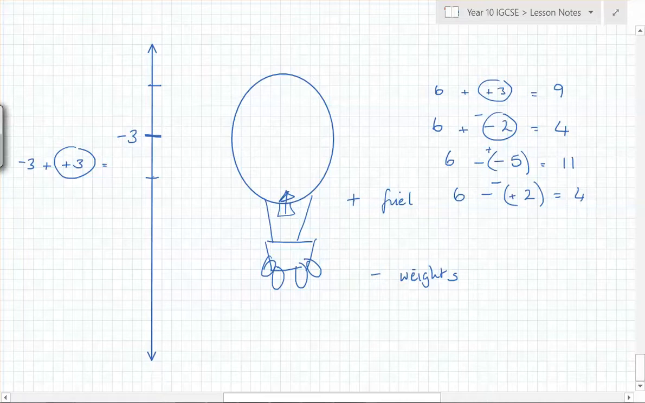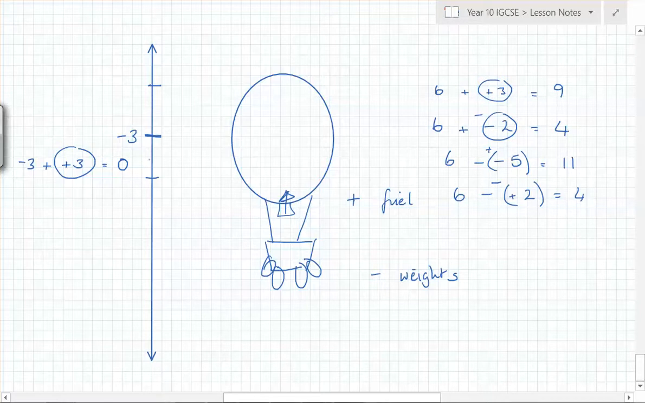What does it end up at? It ends up at 6. Think about it. Don't look at numbers, think about what's actually happening with the balloon. I'm at -3, I add 3 fuels, that means it's going to go up 3 spaces, so it ends up at 0. Think it through. I'm at -3, I go 3 up.